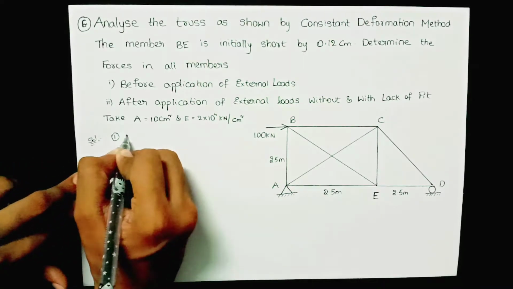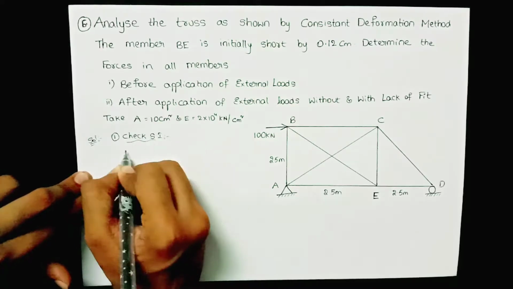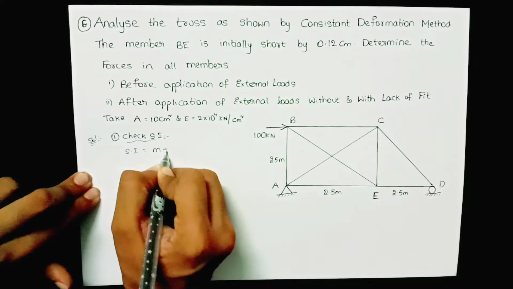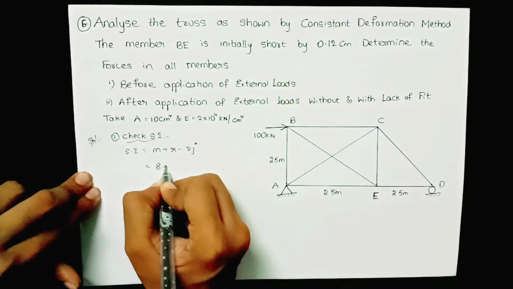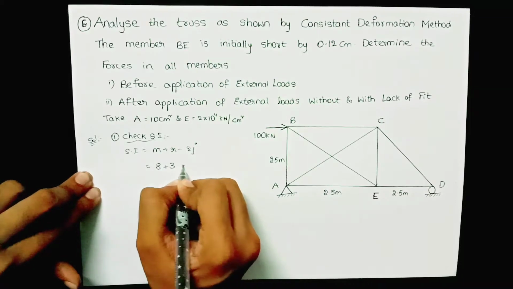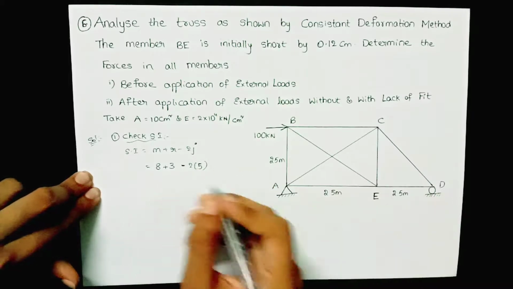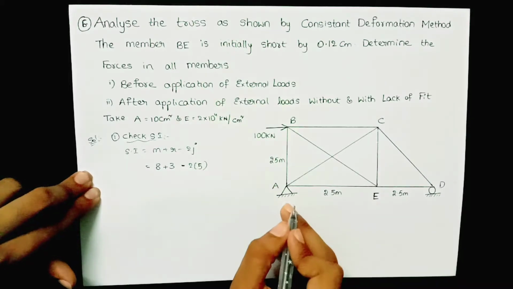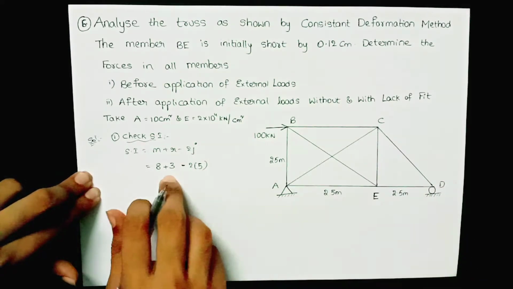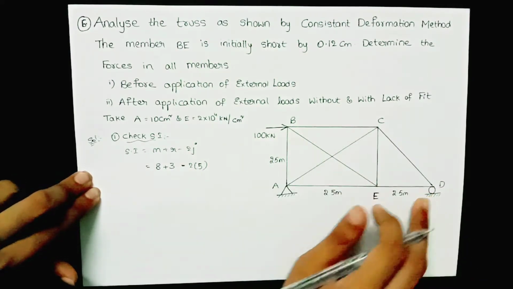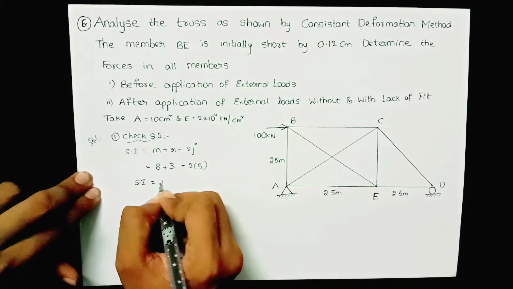The first step is to check the static indeterminacy. The formula is m plus r minus 2j. There are a total of 8 members, 3 external reactions and 5 joints. If you want, you can count the total members. The external reactions are 2 reactions from the hinge support and 1 reaction from the roller support, 2 plus 1 is 3. There are 5 joints in total. After calculation, the SI value is obtained as 1.